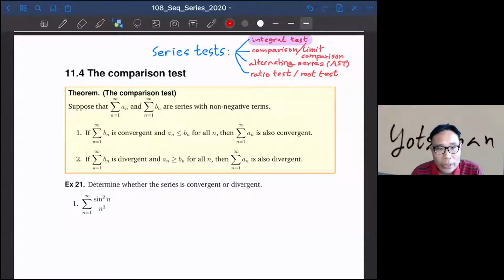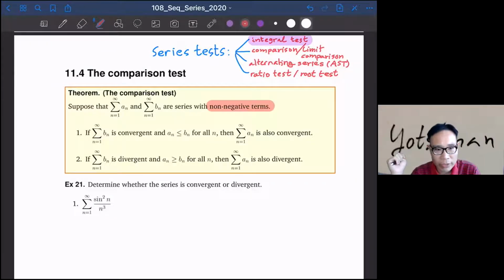In this video, we're going to talk about the comparison test and the limit comparison test. The first test that we're going to study is called the comparison test, and it turns out to be used only for series with non-negative terms. So the important assumption is that this test can be used only for series with non-negative terms.